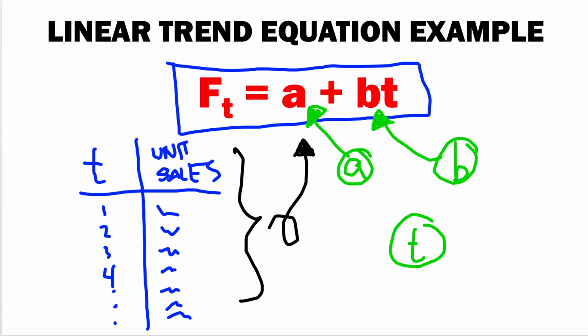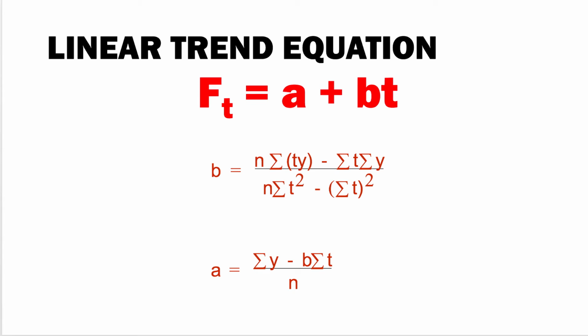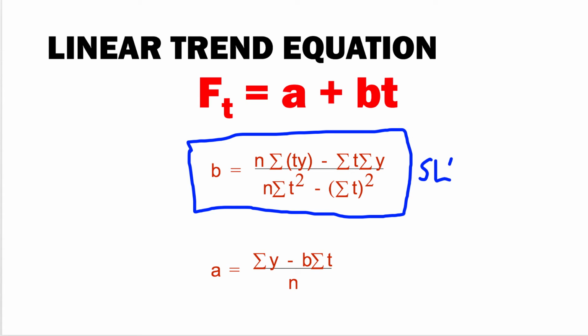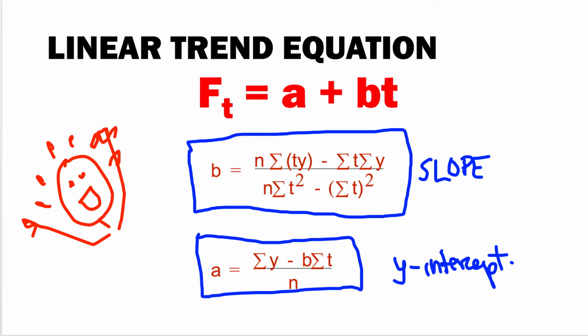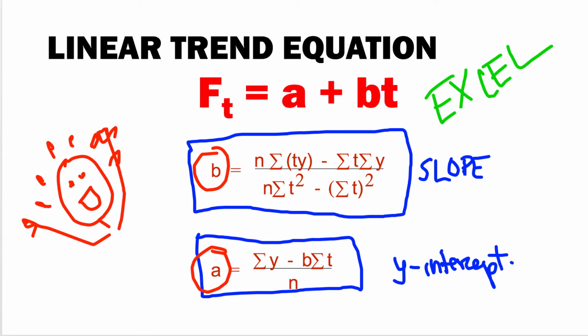Now let's look at how to determine A and B. Here are the two formulas to determine the slope and the y-intercept. Lucky for you, on any in-class exam, A and B will be provided for you. However, you will need to know how to derive the slope and y-intercept through using the regression analysis in Excel. Now let's look at a sample question to demo how to use Excel to discover the slope and y-intercept of a linear trend equation.